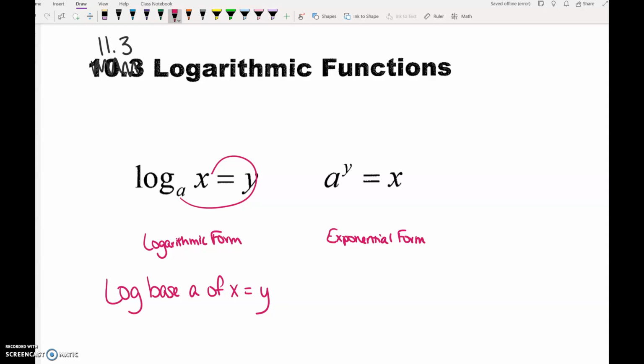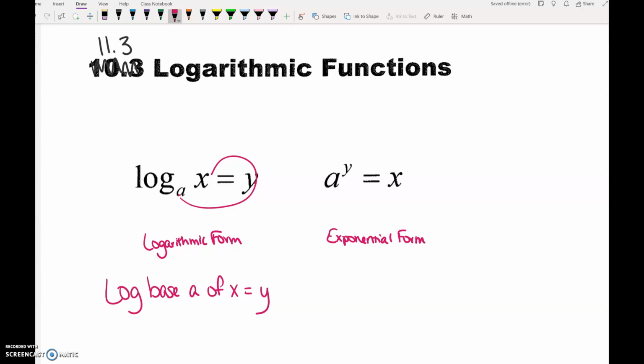In class, I'll go through why it's called the logride. If you're curious why I call it the logride, shoot me an email. I'll let you know why. But we flip around, start at the base, go to the other side of the equal sign, and then around. If you notice, the letters in exponential form are written in the order that that line I just drew touches. So A raised to the y equals x.